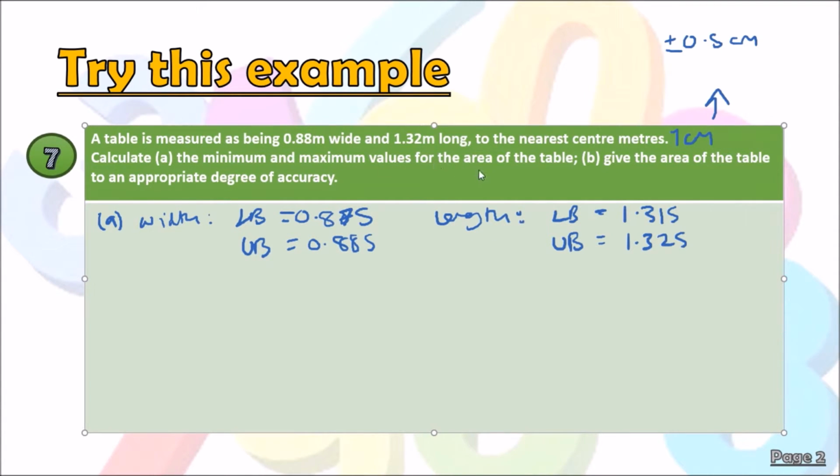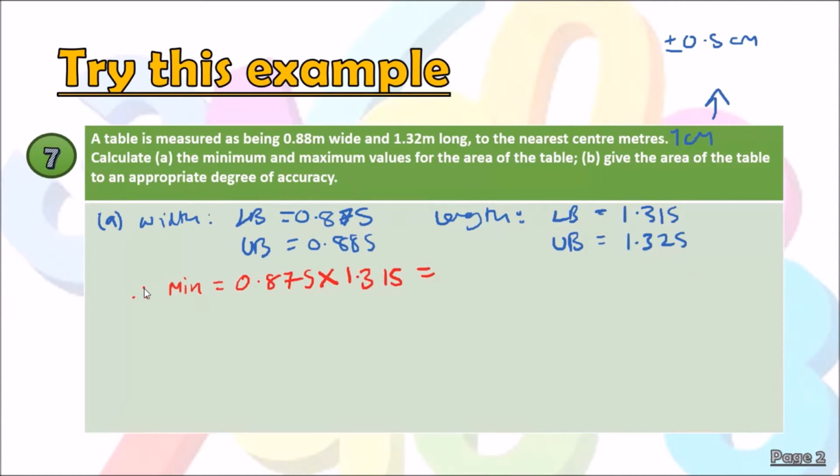Hence, the minimum value for the area, the lowest possible area, is when we multiply the two lower bounds. The minimum would be 0.875 times 1.315. If you put this in a calculator, you should get exactly 1.150625 meters squared.